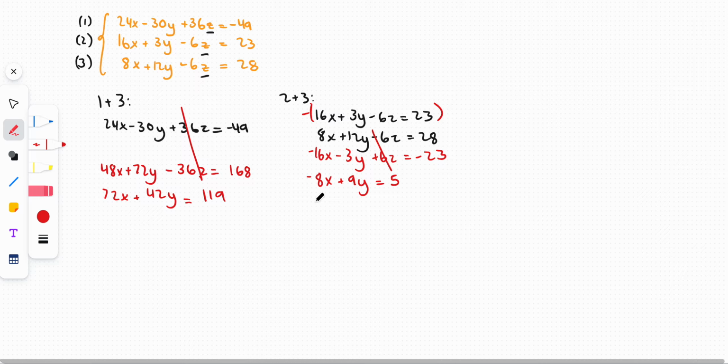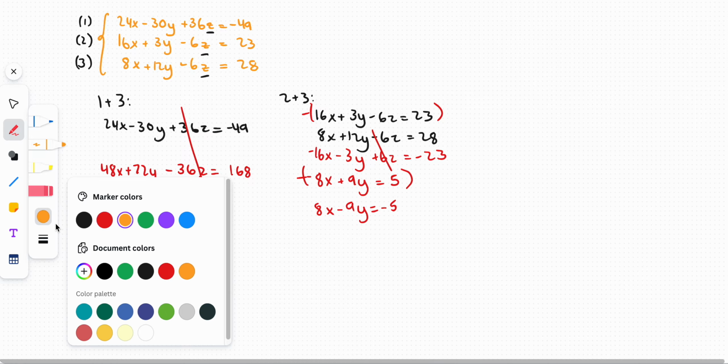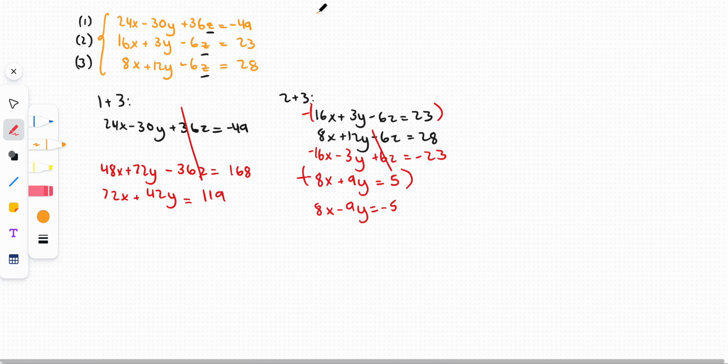Alrighty. And just for the sake of this, I want all positive variables, so let's just multiply this again by a negative. So we get 8x minus 9y equals negative 5, okay? So now let's go up here and rewrite our new system of just 2 equations. So again, we have 8x minus 9y equals negative 5, and we have 72x plus 42y equals 119, alright?